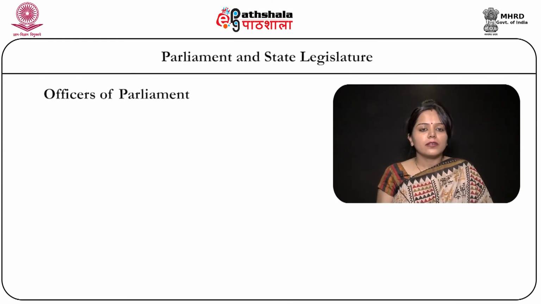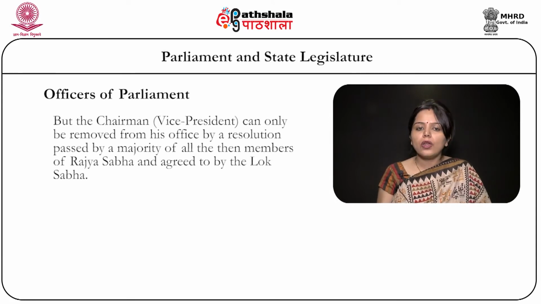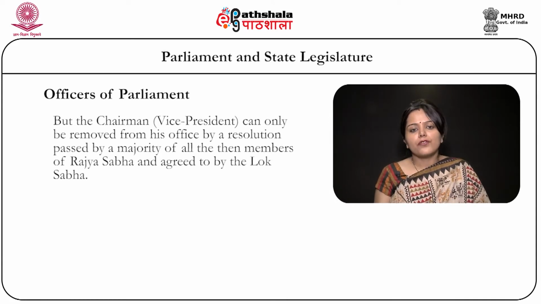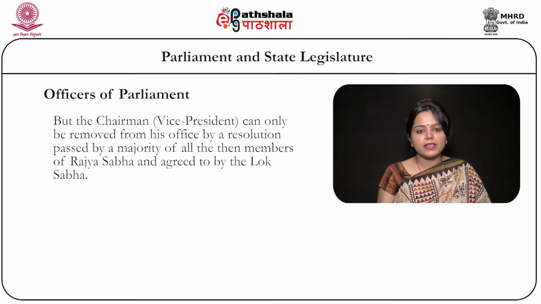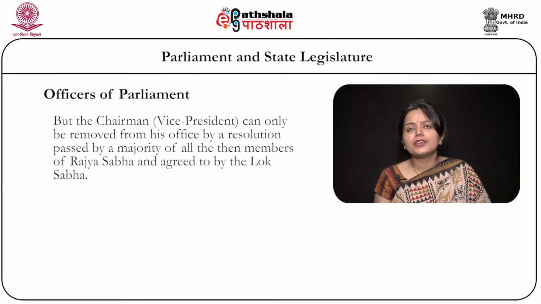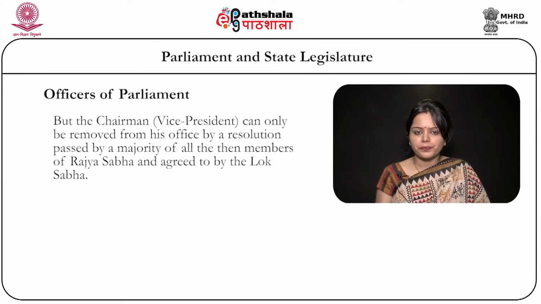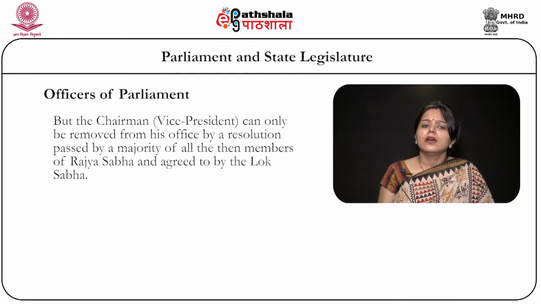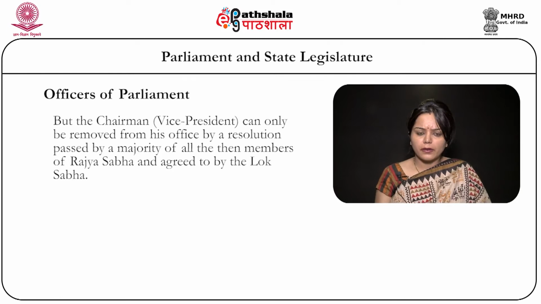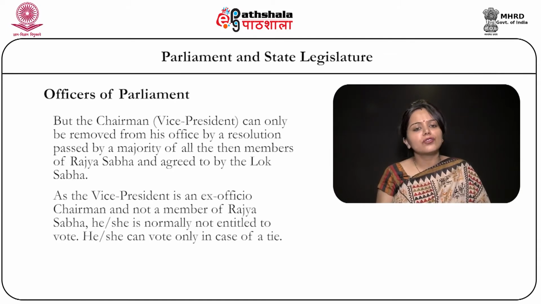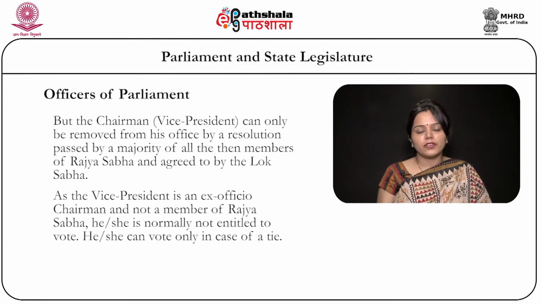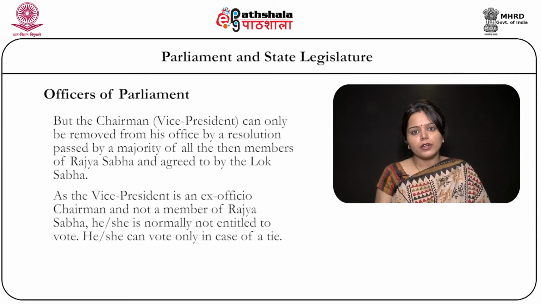Now the Vice President can only be removed from his office by a resolution passed by a majority of all the then members of the Rajya Sabha and agreed to by the Lok Sabha. Here I am explaining the removal procedure of the Vice President. As the Vice President is an ex officio chairman, again I am emphasizing he is not a member of the Rajya Sabha and he is normally not entitled to vote. He or she can only vote in case of a tie.